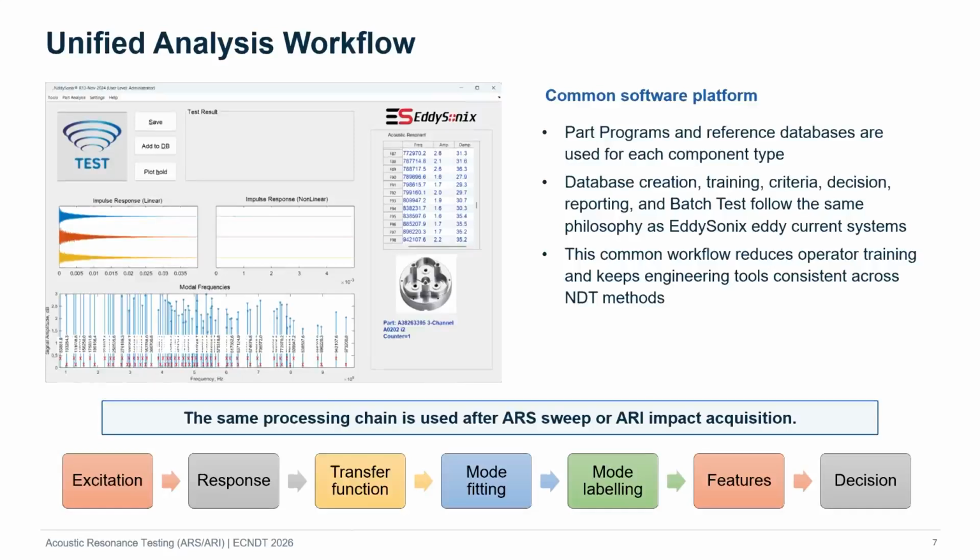After excitation, both ARS and ARI follow the same analysis chain. The system records the response, calculates the transfer function, fits the modes, labels them, creates features, and then applies decision criteria. This common workflow is an important advantage. The same EddySonix software philosophy is used for part programs, reference databases, training, criteria, reports, and batch test. This reduces operator training and keeps the engineering workflow consistent across different NDT methods.